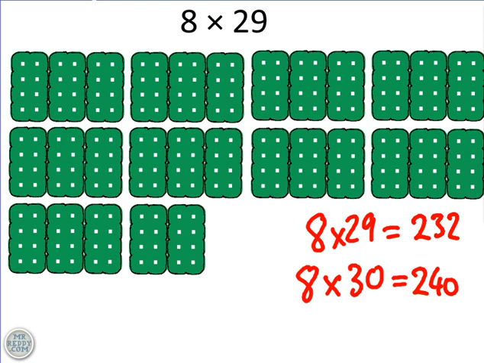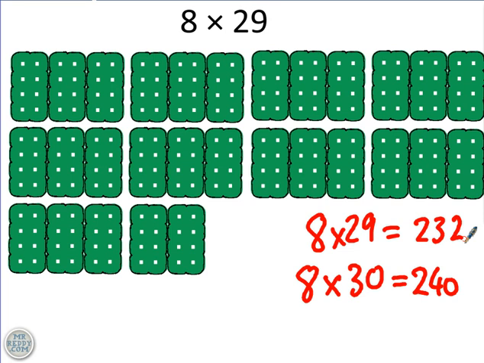What I see some people doing is they remember they're supposed to take away something. They've kind of seen this before and they think, oh, it's a bit of a trick. I'm supposed to take something away. And so they take away 1, because 30 take away 1 is 29. So they give 239. But remember, I wasn't simply taking away 1. I was taking away one lot of 8. Do you remember there was an 8 there? That was what I was taking away. So it was one lot of 8 that you have to take away, not just 1. So the correct answer is 232.